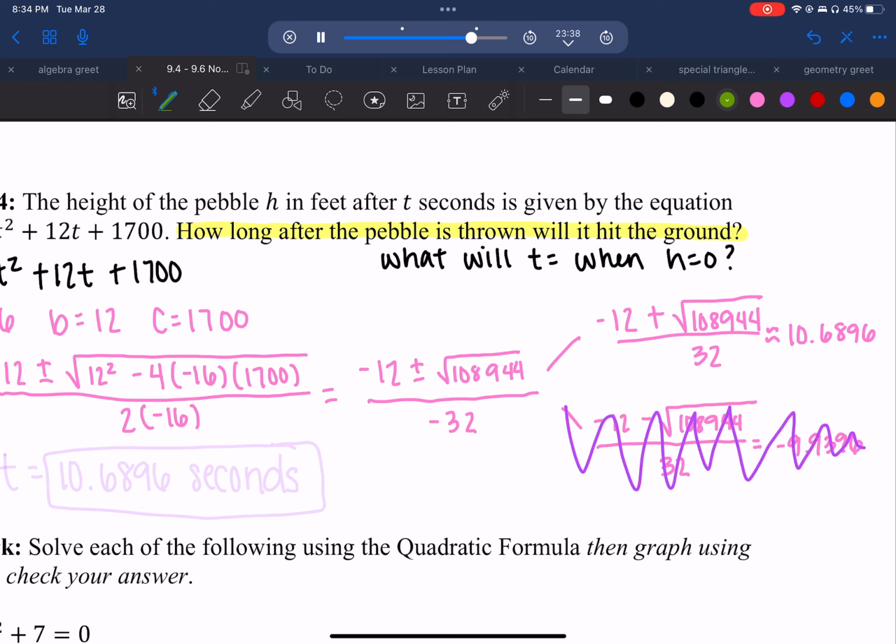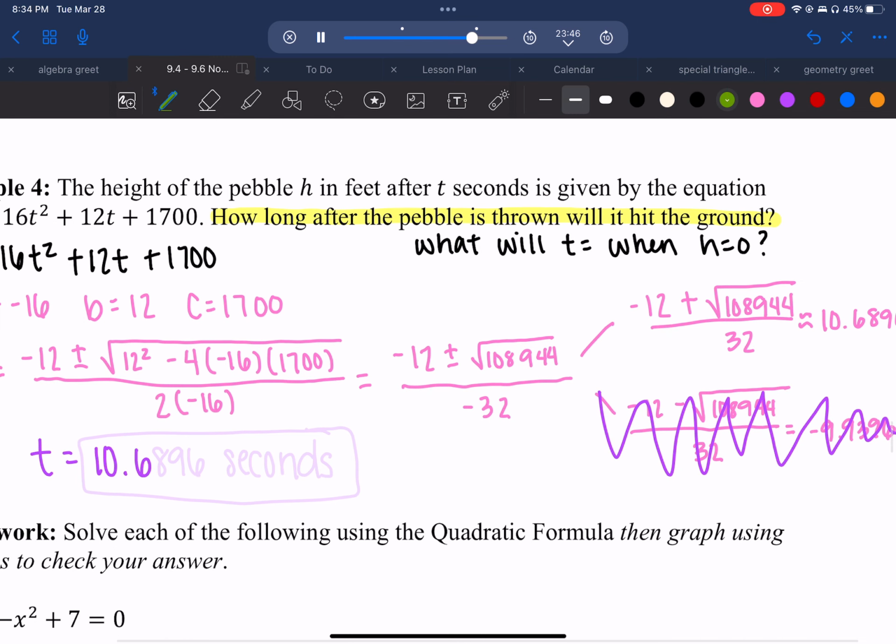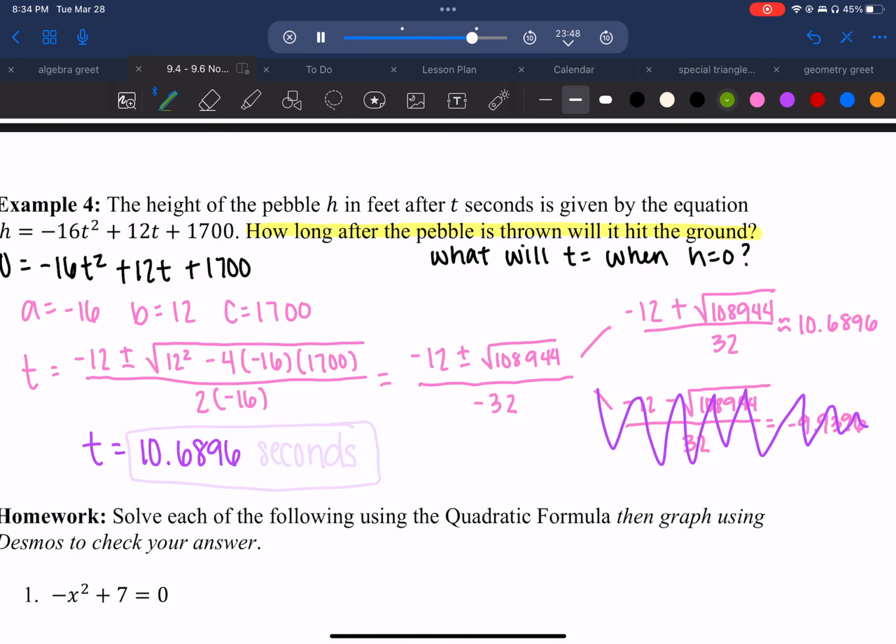So we have to stick with our gut and say that t equals 10.6896 seconds. And that is basically 11 seconds for the pebble to hit the ground.